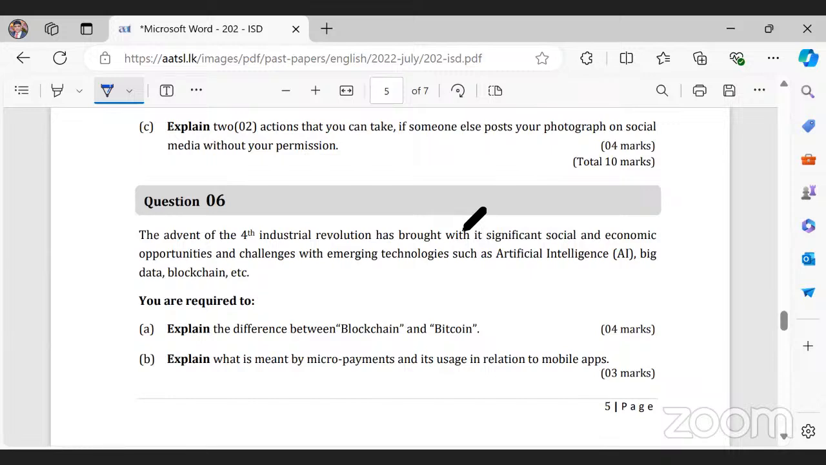The advent of the fourth industrial revolution has brought significant social and economic opportunities and challenges with emerging technologies such as artificial intelligence, big data, blockchain. Explain the difference between blockchain and Bitcoin. What is blockchain? Now, blockchain is a distributed ledger, right? That is distributed ledger technology. Normally, this technology stores data in certain blocks.